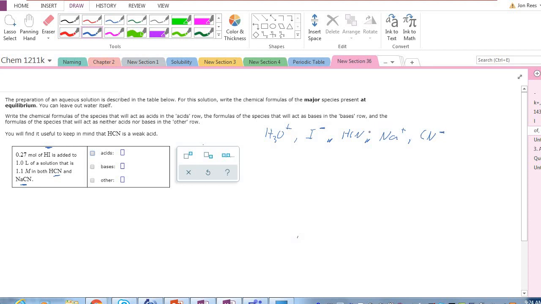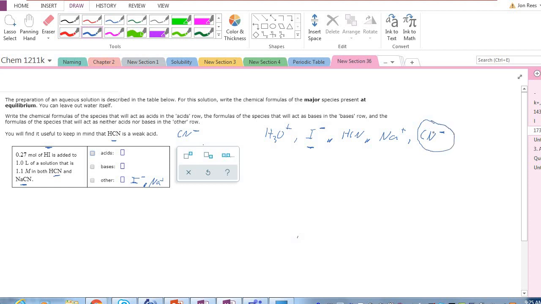Okay, so some things to quickly point out. We know that the I minus is going to be an other, because it comes from that really, really strong acid. We also know that the Na plus is going to be an other, so I'm going to just account for those really quick here. Okay, and so notice that I have some HCN, and the conjugate base of HCN is going to form some CN minus. Alright, that does have basic properties, but notice I put the salt in there, so I'm adding some base in the form of the salt.